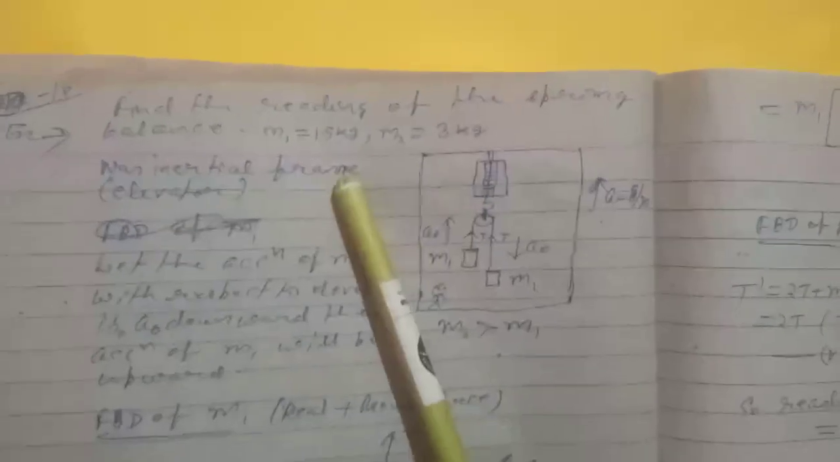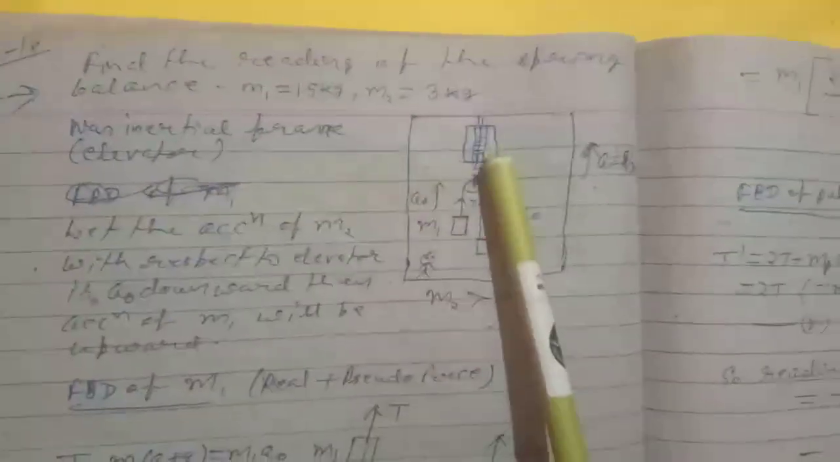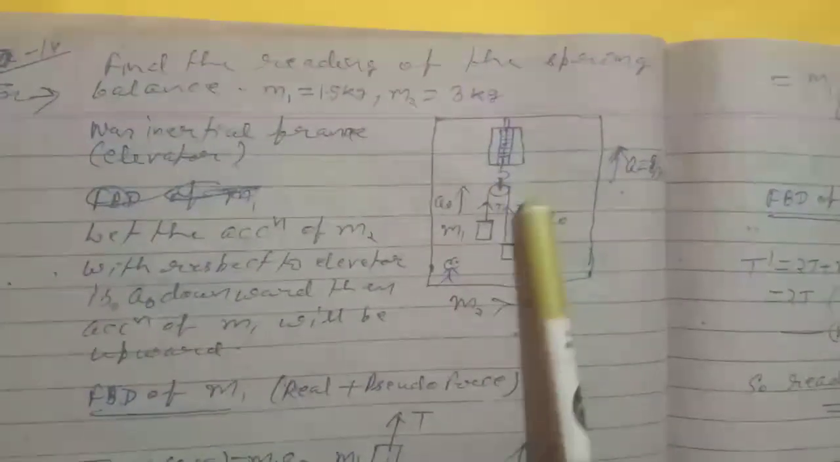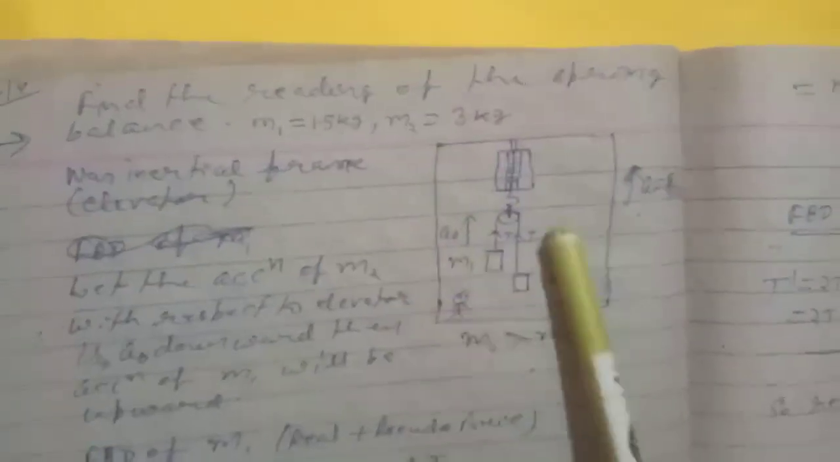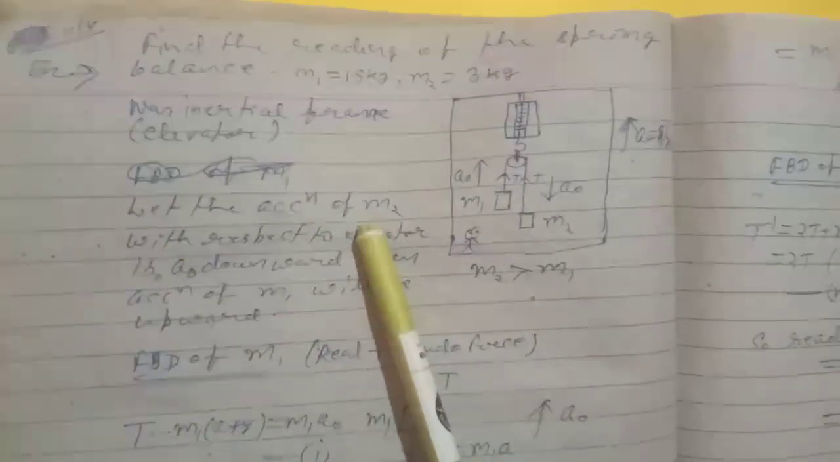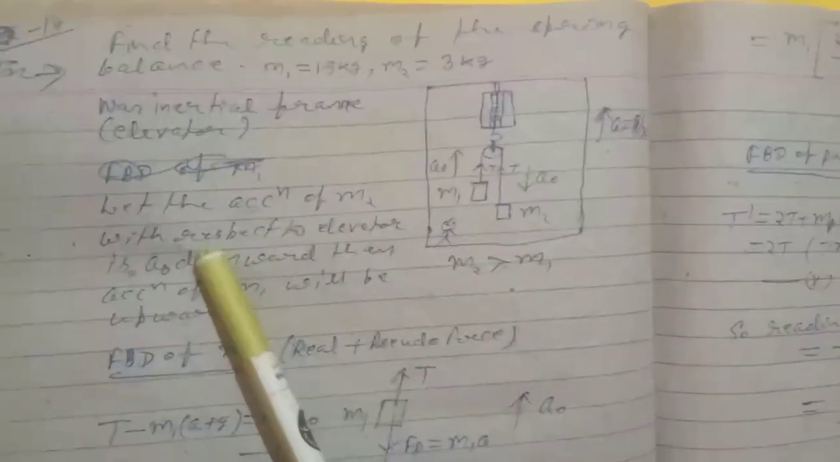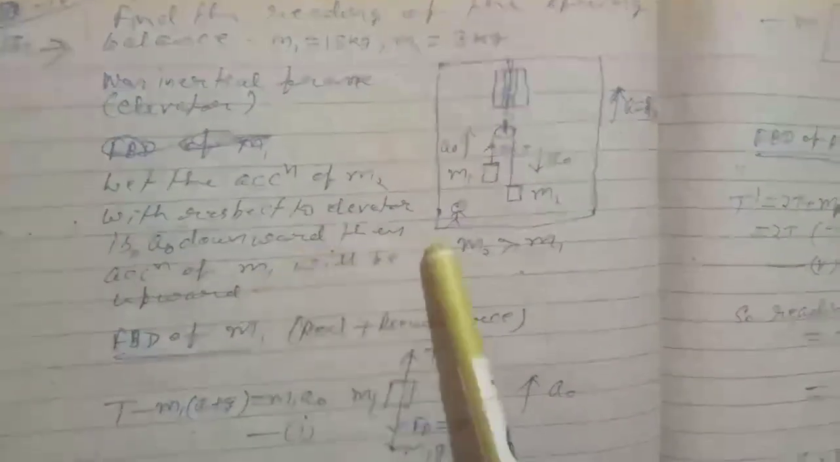Next, find the reading of the spring balance, given m1 equals 1.5 kg, m2 equals 3 kg. This is the spring balance. The body is hanging by a string with a pulley system, and the whole system, that is the lift, is moving upward with acceleration a. In the non-inertial frame of the elevator, let the acceleration of m2 with respect to the elevator be a naught downward, then the acceleration of m1 will be in the upward direction.